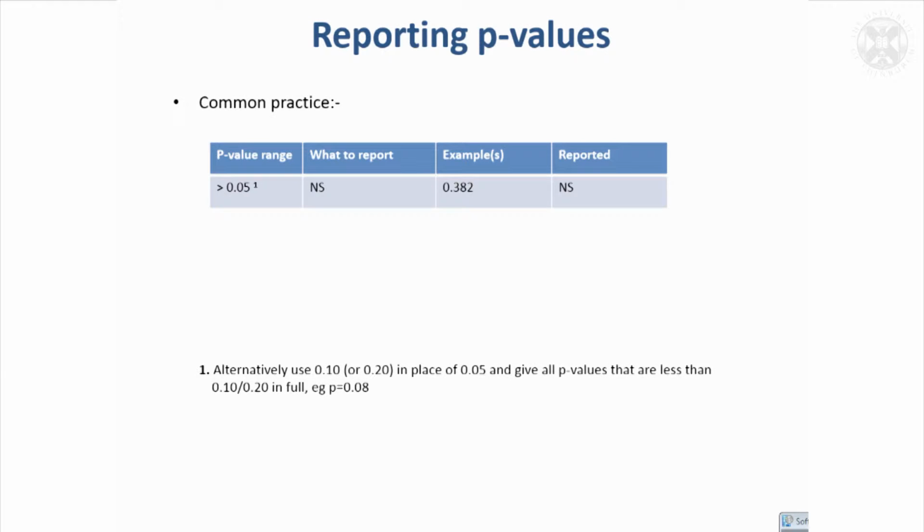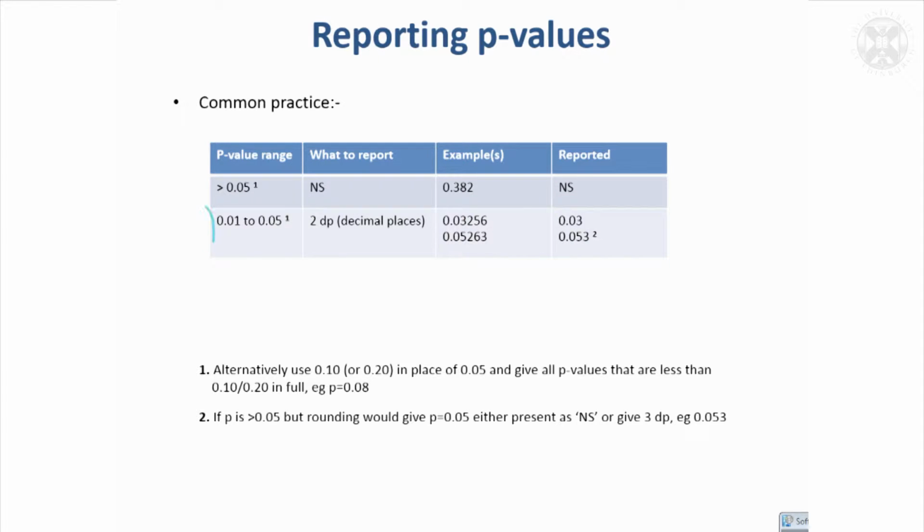When reporting p-values, it's not always a good idea to report them in full. For example, if you've got non-significant p-values, don't give all the decimal points, just put non-significant. Values that I would say are significant but not highly significant, probably best to give them to 2 decimal places. So if these were the exact p-values you got from your package, then abbreviate them.